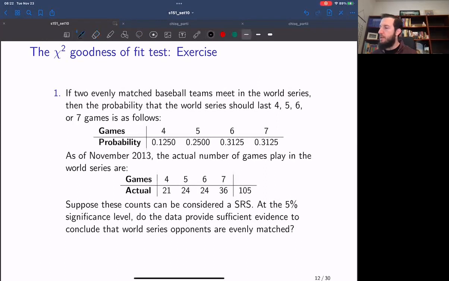If two evenly matched baseball teams meet in the World Series, then the probability that the World Series should last 4, 5, 6, or 7 games is as follows. 12.5% of the series will last 4 games. 25% of the series will last five games. 31.25% of the series will last 6 games, and 31.25% of the series will last 7 games. As of November 2013, no, this is not correct.